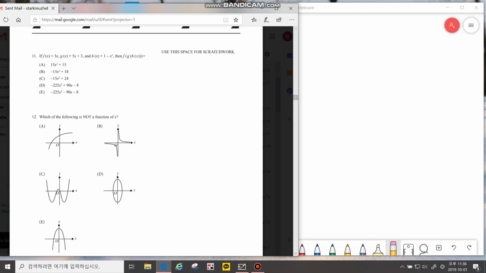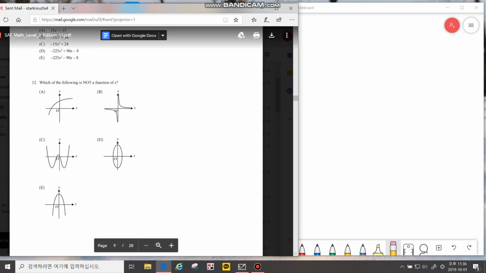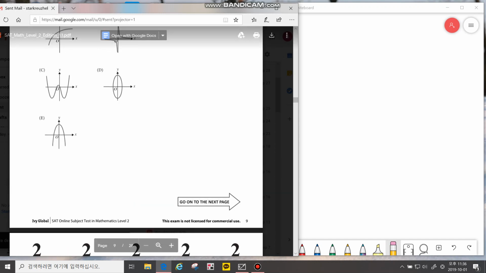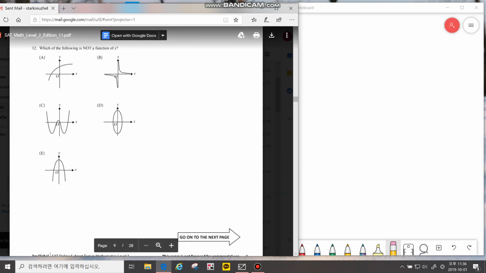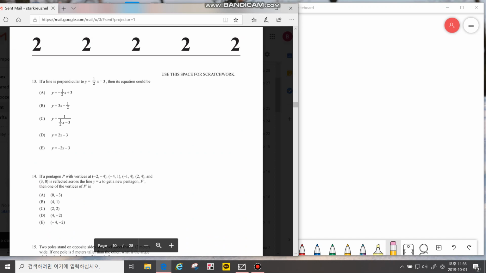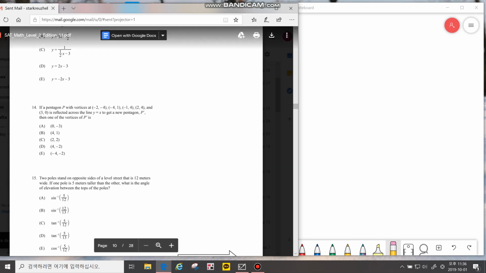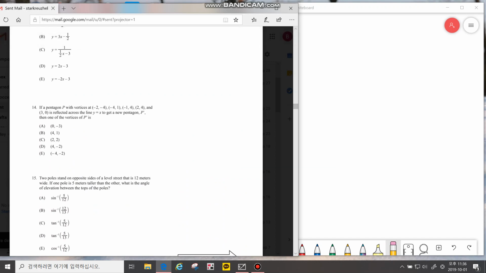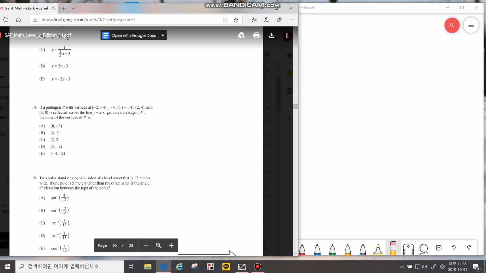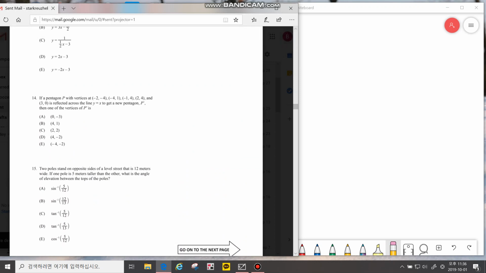12, which of the following is not a function of x? D, right? Because it fails the vertical line test. And perpendicular, this is also easy. And if a pentagon P with vertices here, here, is reflected across the line y equals x to get a new pentagon, then you can easily draw all this to figure this out. So I'll leave it to you.